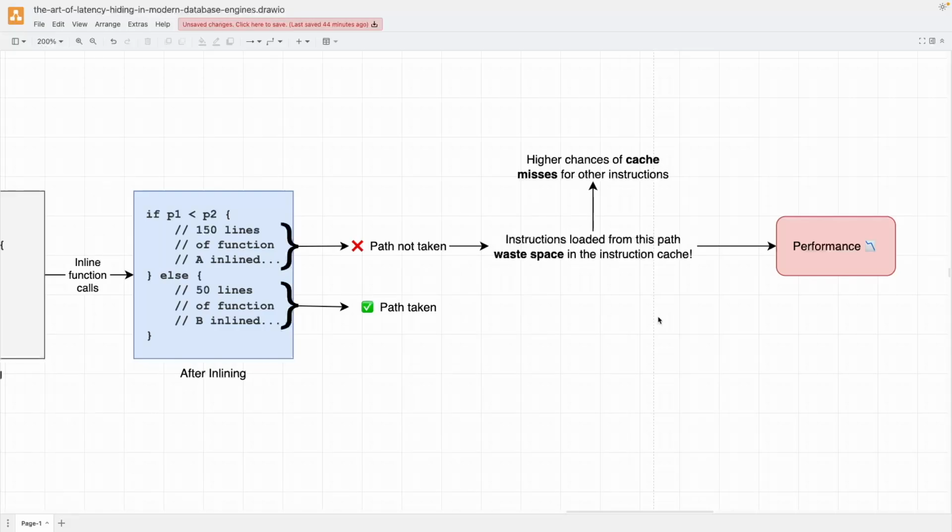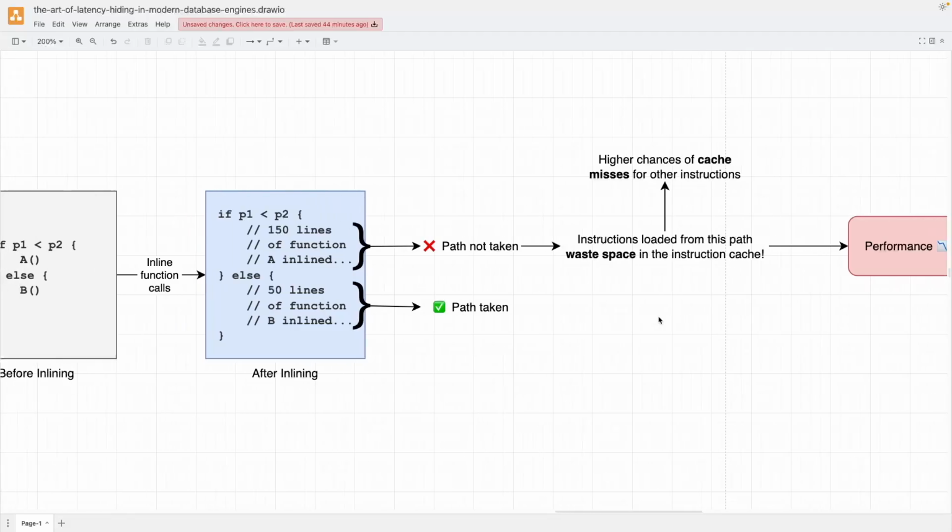And again, when it's wasting space, that means there could have been other instructions which could have been in the cache instead. The opportunity cost, right, of some other instruction being in the cache instead, which could have been much better for your performance. So that is a very big hit. So function inlining is not a silver bullet. It has these edge cases where performance takes a very big hit and you lose out on caching benefits.